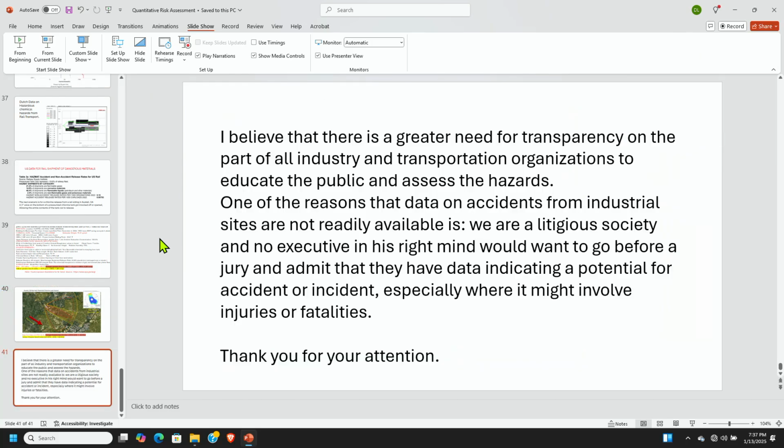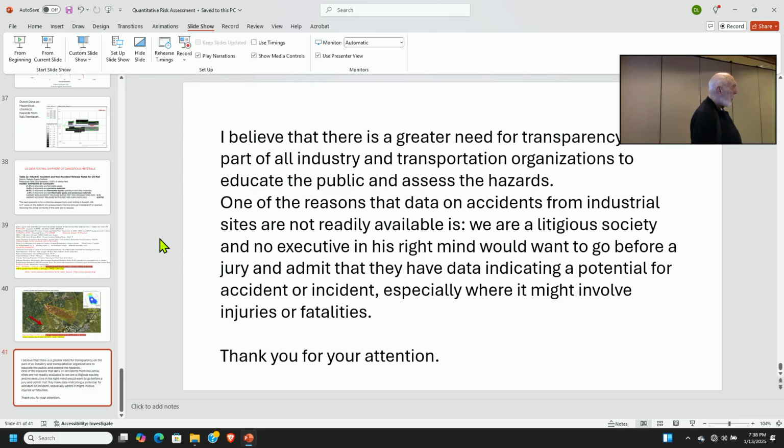I believe that there is a greater need for transparency on the part of industry and transportation organizations to educate the public and assess the hazards. Just flat out. One of the reasons that the data on accidents from industrial sites are not readily available is that we all are a litigious society.